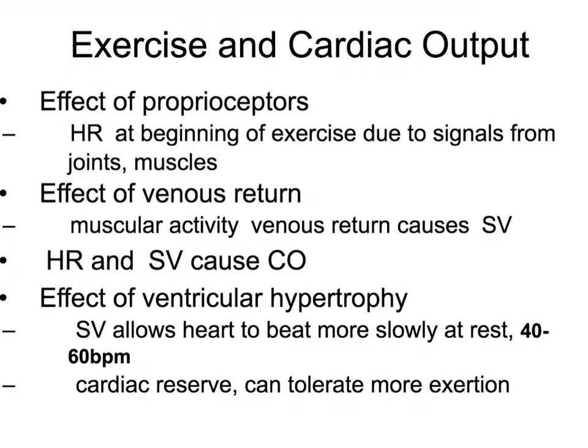Now, exercise and cardiac output. The whole idea is that if you're moving and exercising, it's going to increase your cardiac output and make you healthier. Proprioceptors are going to get your heart rate up when they detect that you're moving. You're going to get more blood back to your heart, cardiac output's going to go up, and your heart muscle is going to become stronger.